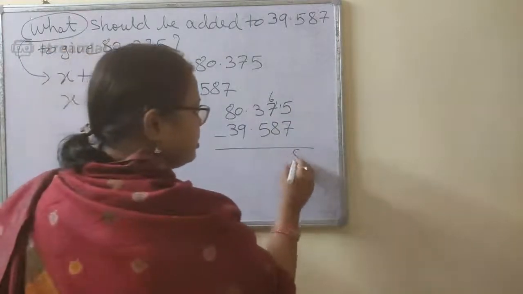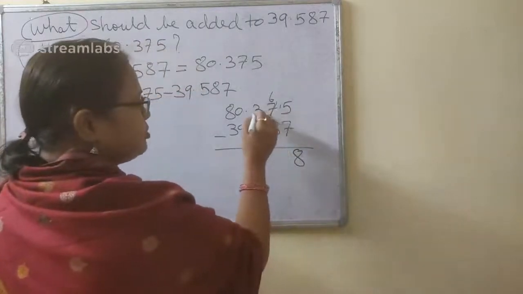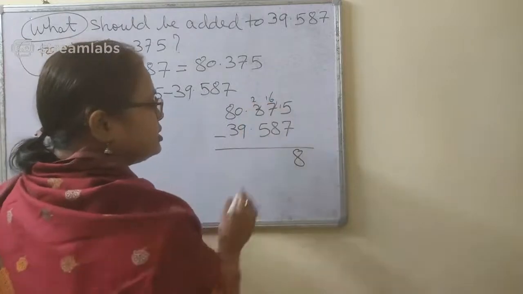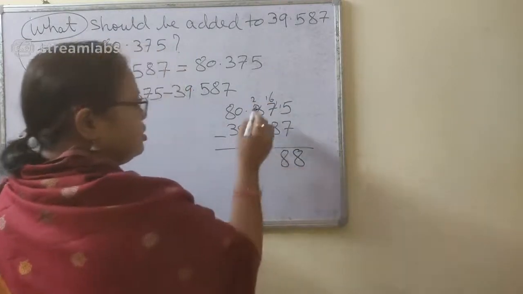So 15 minus 7, 8. Now here is 6, so this will be 2. This will be 16. 16 minus 8, 8. So this is 2.